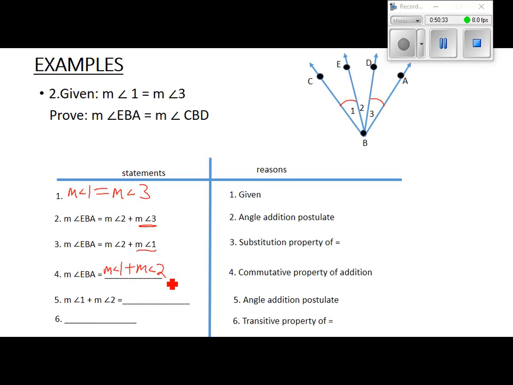Now they did it that way. We look down here. It says that they used angle addition postulate again. We'll look back over there. Angle 1 and angle 2. You told me they should combine to give you what angle? CBD.